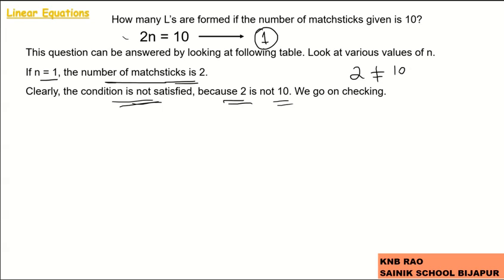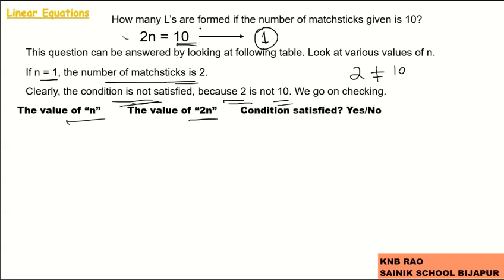Now we will go on checking like this, taking various values for n. We will take different values for n, find the value of 2n and see whether that satisfies the condition, that is, whether it is equal to 10. If it satisfies, we will say yes. If it does not satisfy, we will say no. We saw that n equal to 1 is not satisfying.